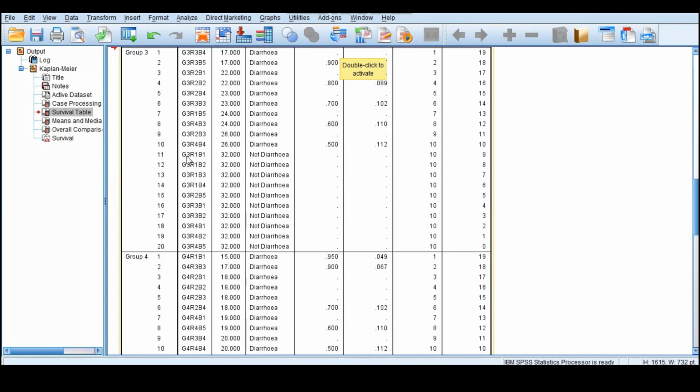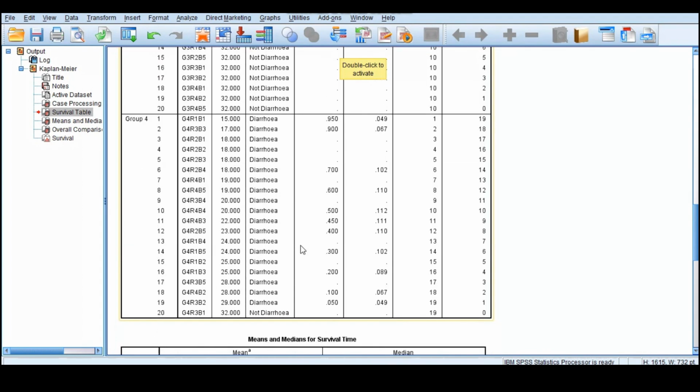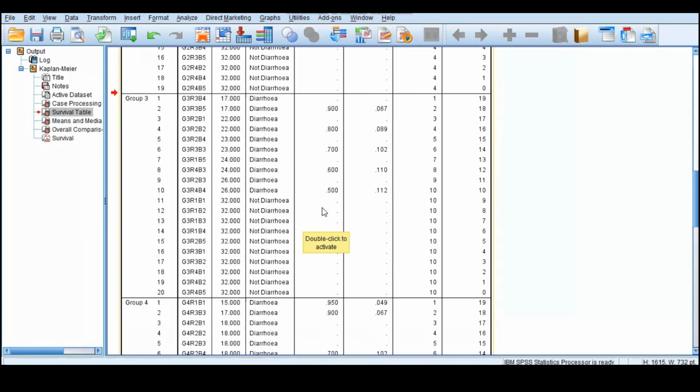You can see in group 3, there was up to 50%, because at day 26, 10 of them had experienced diarrhea, and there were a total of 20 birds in that group. So 20 minus 10, that is still 10. 10 over 20, that is 50%, that is 0.5. So that is how the survival table has been computed.